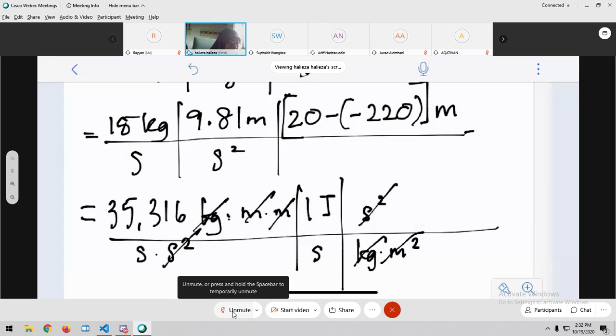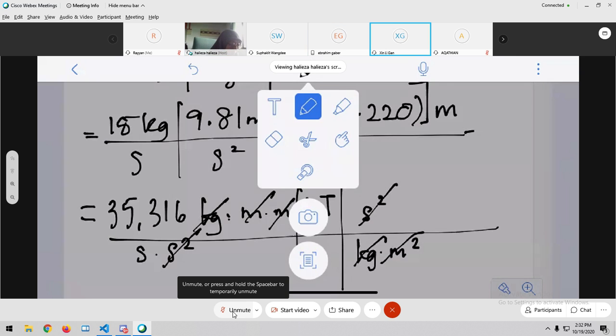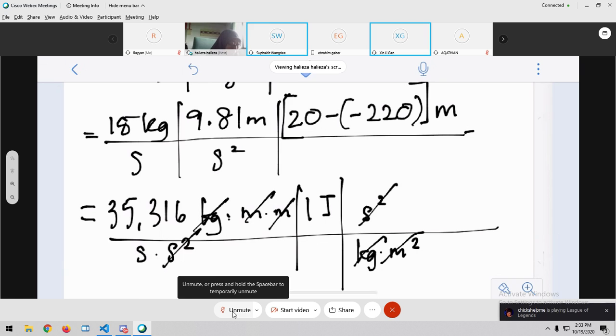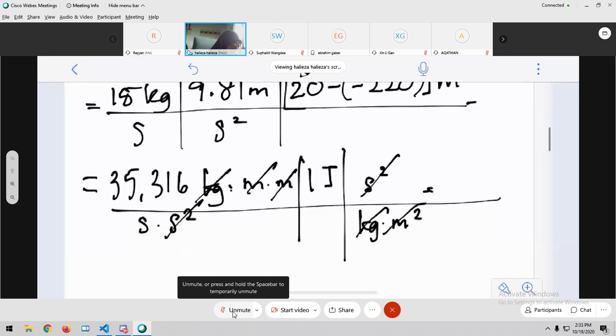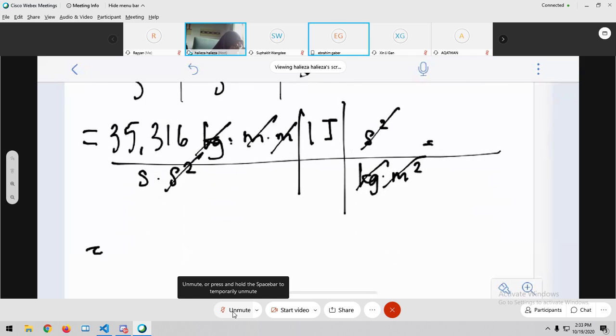1 joule per second. Sorry? 1 joule. Is it only joule? Is there a second there? No. Oh, sorry, ma'am, the second is removed. Okay, is that it? Yes, ma'am. Okay, so now our unit should be, let me rewrite. The unit is going to be 3,000.